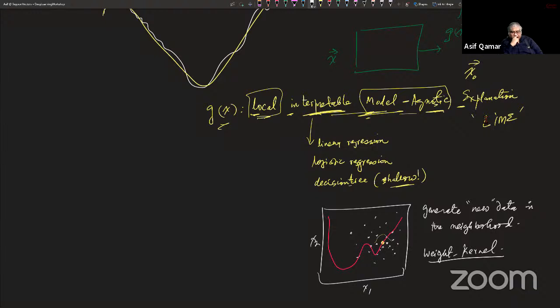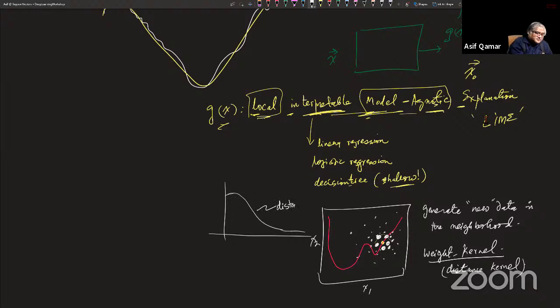Do you remember, guys? ML200, the K nearest neighbor with kernels, weighted kernels or distance kernels. What does it mean? Points which are closer to this have more influence, points that are a little bit far off have less influence, and points that are very far off have almost no influence. So each point you multiply with some function that decays with distance. That function is called a weight kernel or a distance kernel.